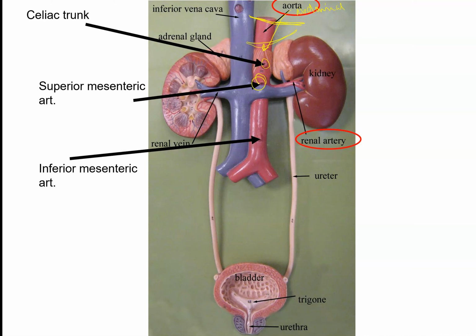And then the second is your superior mesenteric artery. Then you have your renal arteries, and you don't see the other one. It's behind that vein. And then you have down here that inferior mesenteric artery, and then your two common iliac arteries.